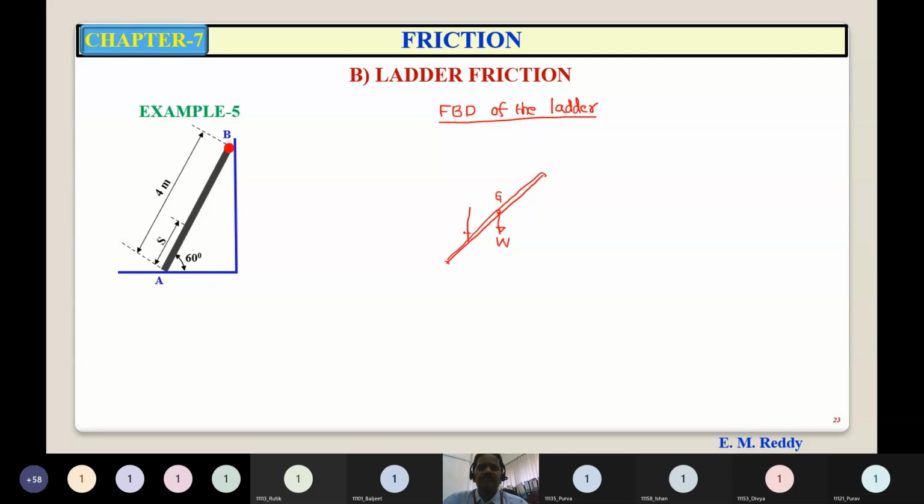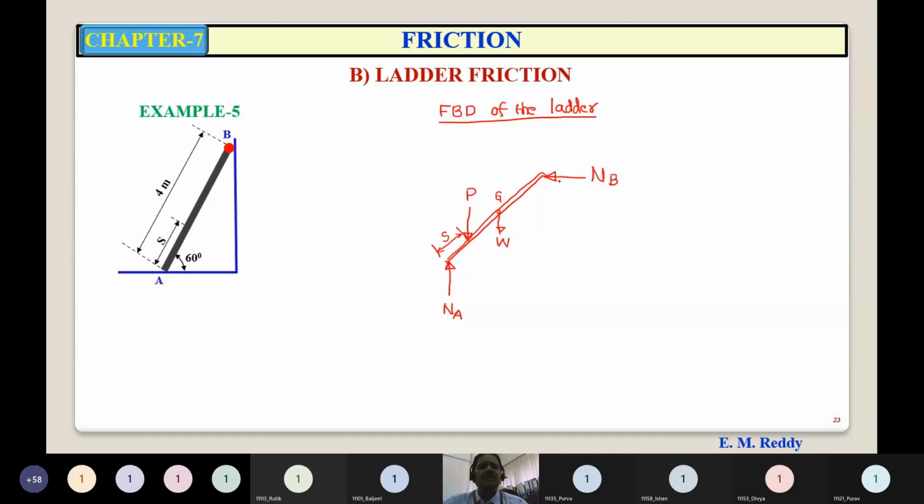So the weight of the painter, I will say it is P, at a distance S from A. Now end A is touching the ground, so the ground will offer a normal reaction, say Na. And B is touching the vertical surface, the wall, so the wall will offer a normal reaction perpendicular to the plane, say NB.